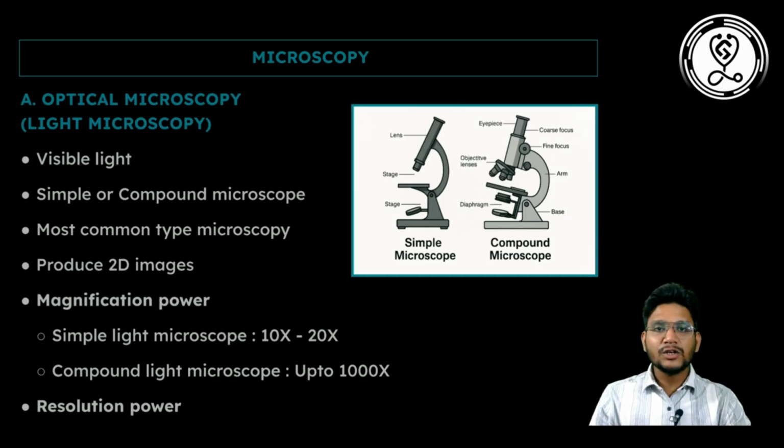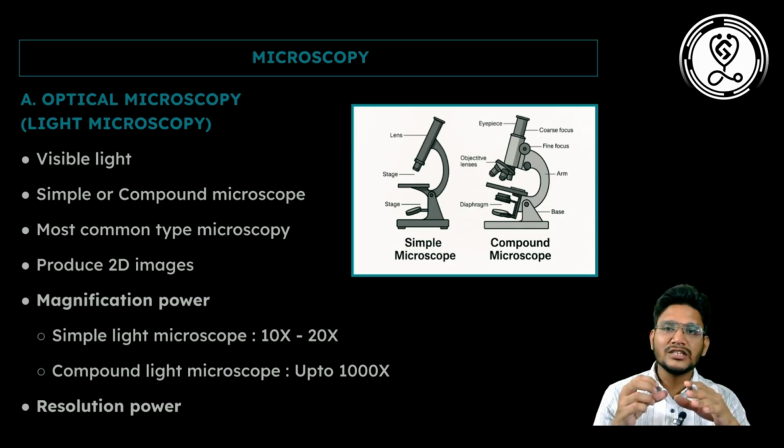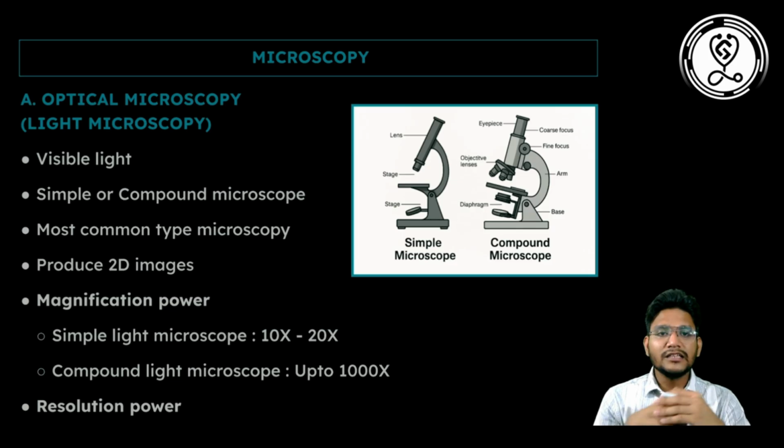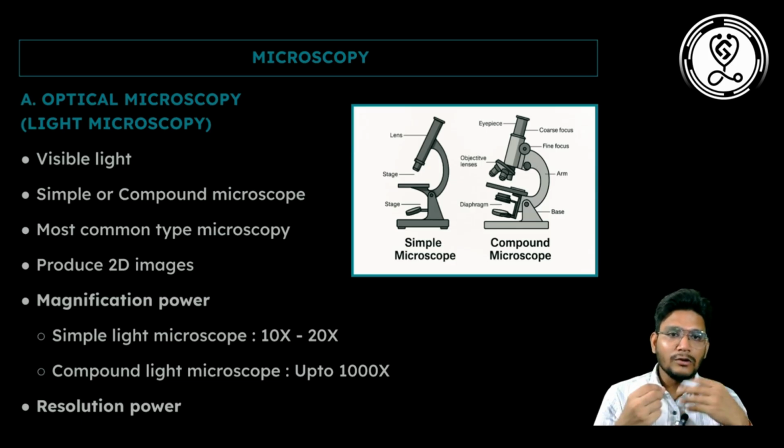Let's move on to our next topic, that is microscopy. And you all know microscopy is the technique of using a microscope to observe the structures which are not visible under naked eyes or unaided eyes. So here we are going to discuss mainly three microscopic techniques, which are optical microscopy, electron microscopy, and X-ray microscopy. So let's discuss each one by one in detail.